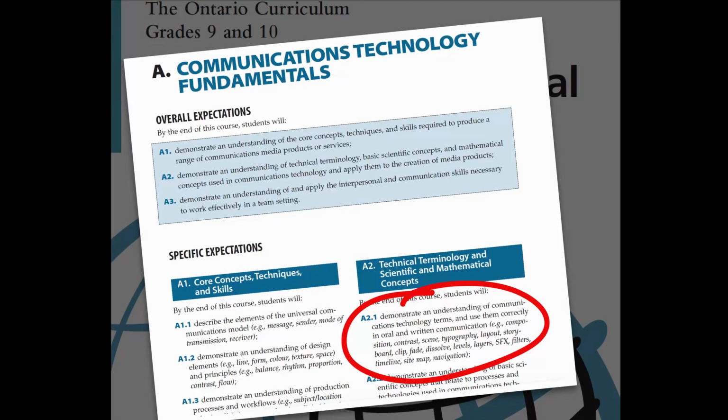This part of the lesson also covers expectation A2.1 on page 52 of the Ontario Curriculum Guidelines, which states, "The students will demonstrate an understanding of communications technology terms and will use them correctly in oral and written communication." The second part of our lesson involves a storyboard worksheet. The students will use a combination of hand-drawn sketches and identifying correct terminology linked to movie stills to demonstrate their knowledge of camera angles and movements.